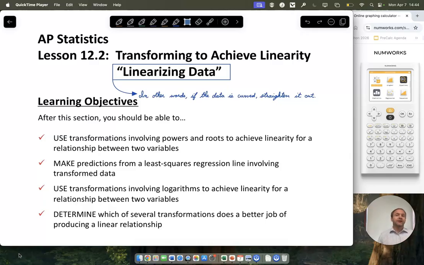We're going to look at how we can use transformations involving powers and roots to allow us to create a linear relationship between two variables. We're going to make predictions with least squares regression lines and transformed data. Use transformations, and one big thing is logarithms. We should remember those from our other math classes. And we're going to look at how we transform with those as well. So this is going to be the focus of the video. We're actually going to cover everything in this video.